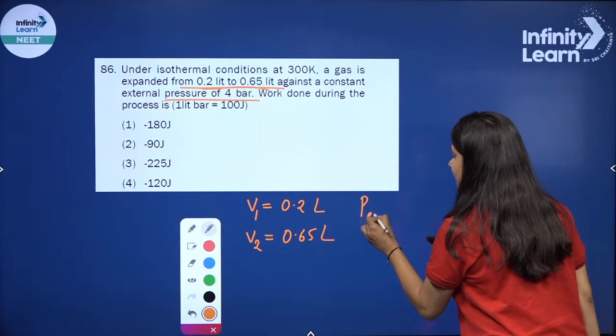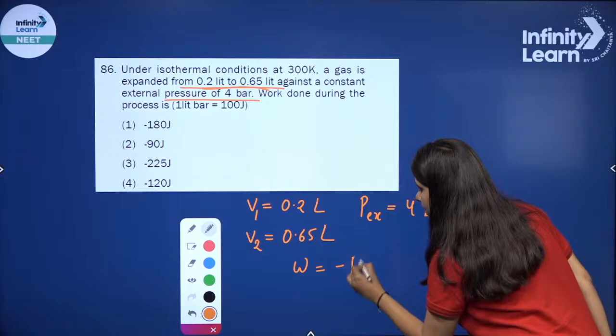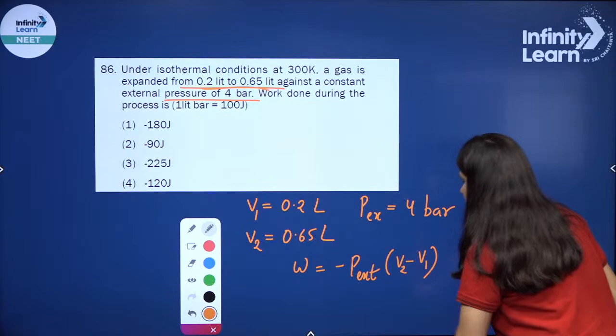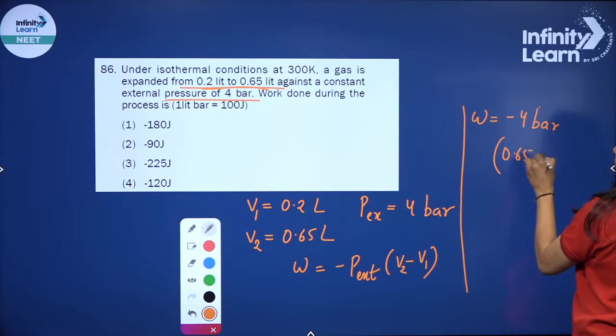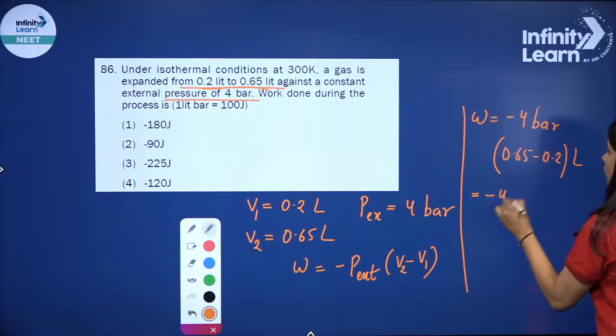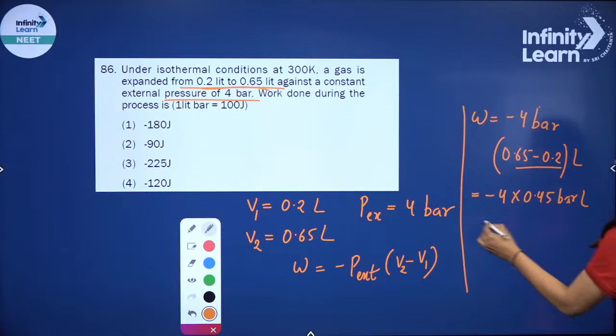We all know the formula. What is the formula for work done? Work done will be minus P external delta V, that is V2 minus V1. So, I will just substitute the values. W would be minus 4 bar into 0.65 minus 0.2. This will be in liter. So, minus 4 into 0.45 bar liter. Now we'll multiply with this. So it will be minus 1.8 bar liter.